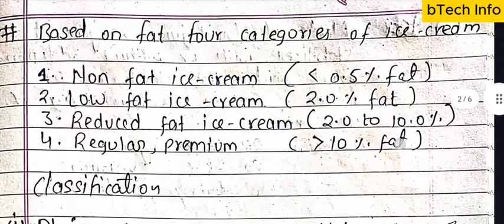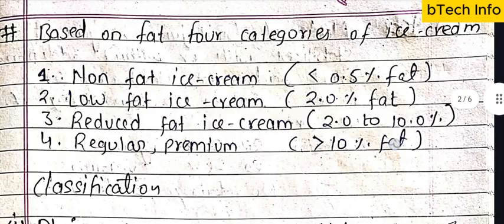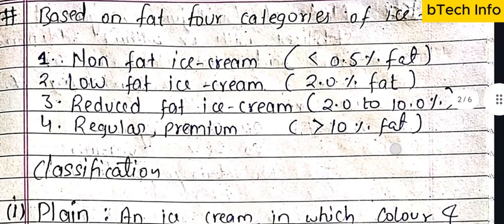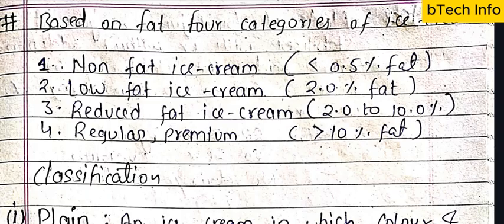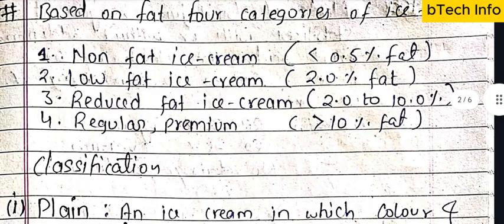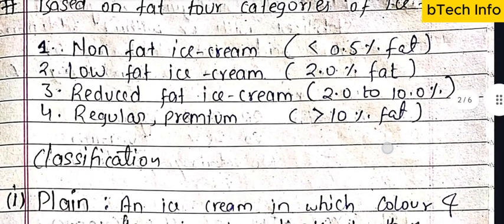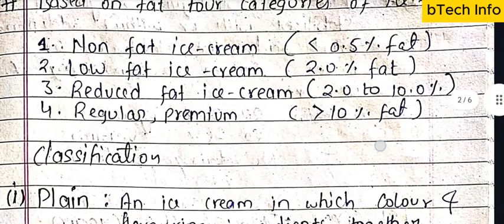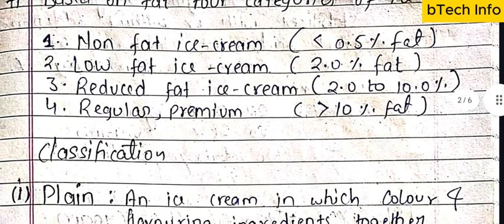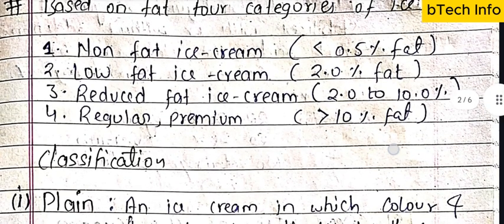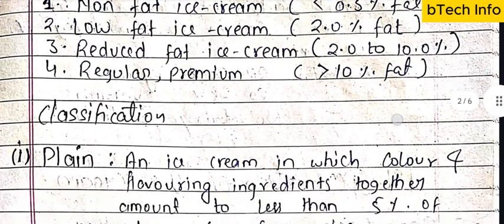Now, based on the fat, we have four categories of ice cream. First one is non-fat ice cream, which has a fat percent of less than 0.5%. Second is the low fat ice cream, 2% fat. Third is the reduced fat ice cream, which has 2.2 to 10% of fat, and regular or premium, it has more than 10% of fat.